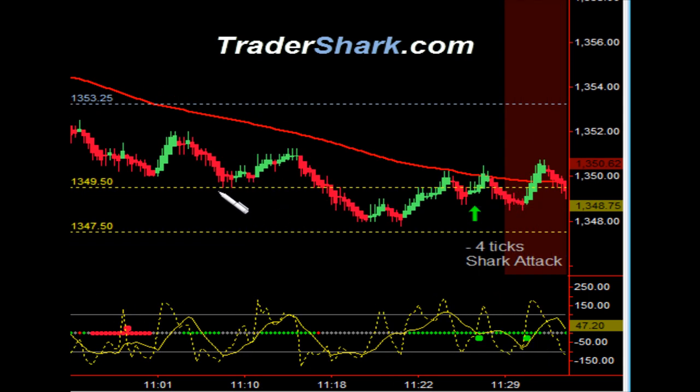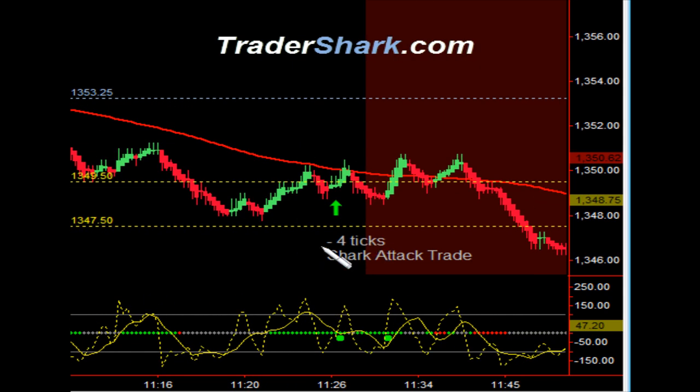We had drawn these lines earlier saying, here's yesterday's low, 1349, a potential area for a shark attack trade. Then we expected price action to consolidate between these two levels, 1347.50 and 1349.50. As price action continues to test yesterday's low, even though it broke through it, it's still considered testing it. We did have an opportunity to get long. I'm going to show you a failed shark attack trade followed by a successful shark attack trade.